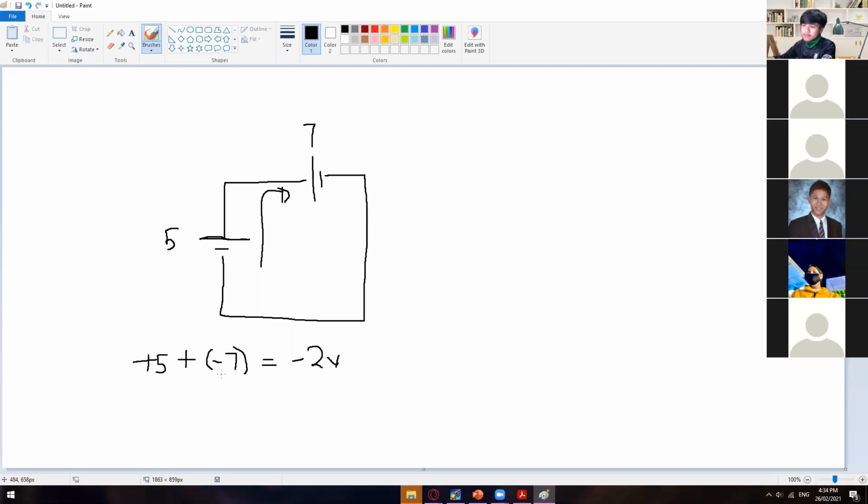All right. So are you guys able to follow if you have two different voltage sources? Yes, sir. Okay, so just take note of the polarity. That is the important part when it comes to having a lot of voltage sources.